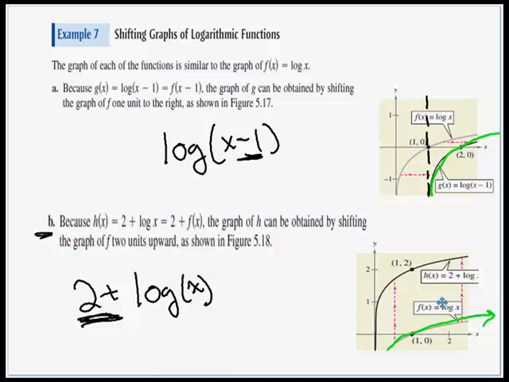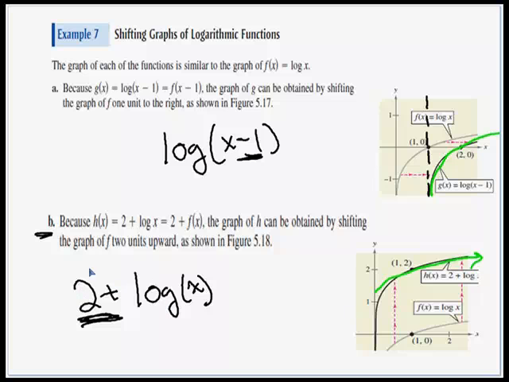So back to the picture here, in green I did the log of x. If it is 2 plus the log of x, everything gets moved up 2. So I no longer have a y or an x-axis intercept at 1, 0. Now that point has been moved up. It's no longer an intercept, but it just hits the point 1, 2.